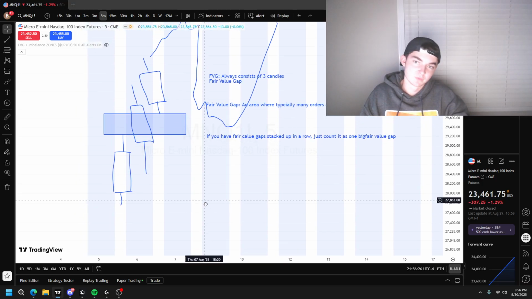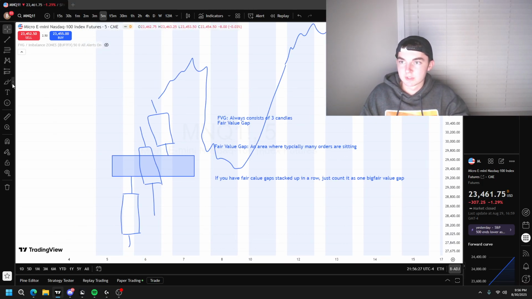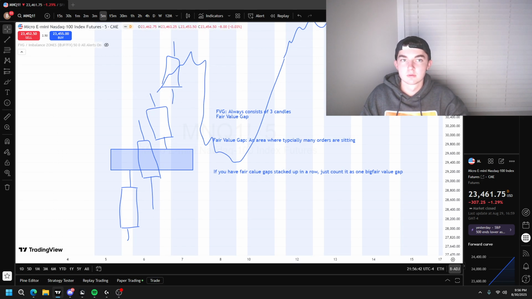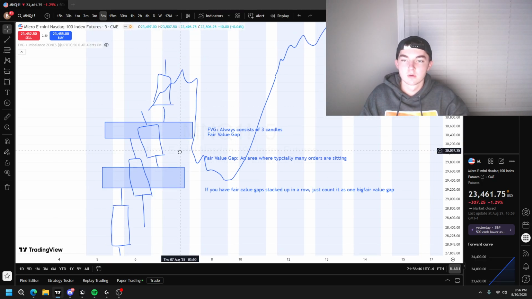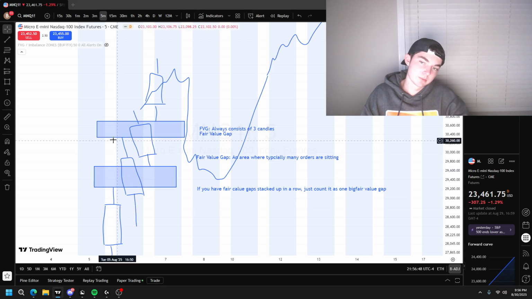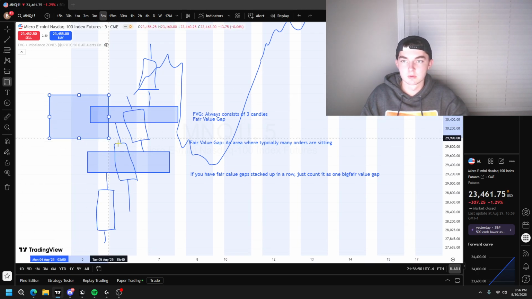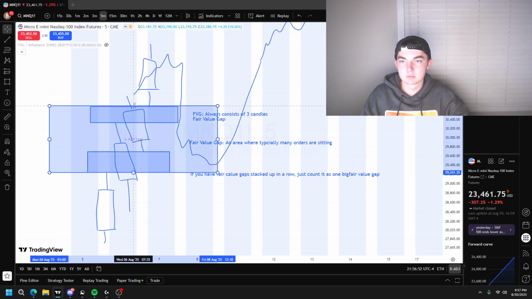Okay, say another gap, here I'll give you an example. Say you had another candle right here, and then price went like this. You would have another gap right here. I would typically just count these as one big gap. So I'll just typically count these as one big gap.